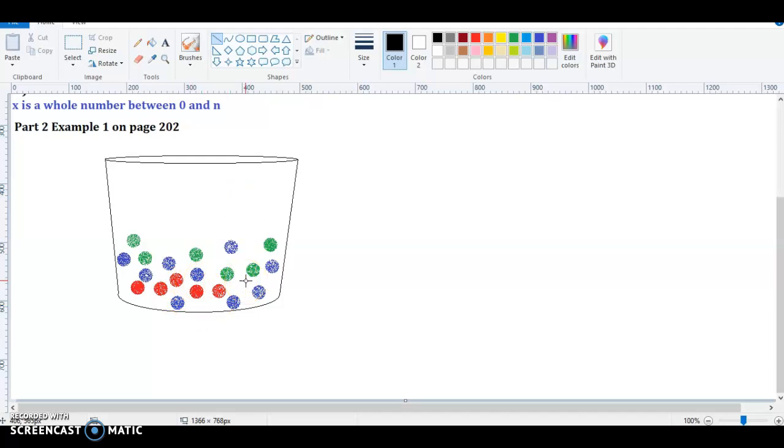So we have this jar with the different colored marbles: red, blue, and green. Even though there are 3 different colors, the marbles we are interested in are the red marbles. So when we select a red marble, that's considered a success. If we select some other marble, that's considered a failure.